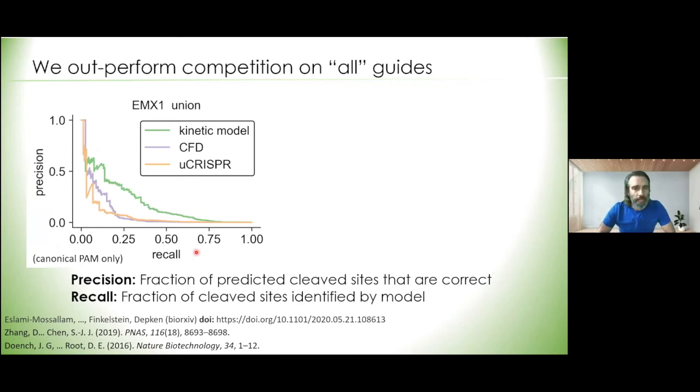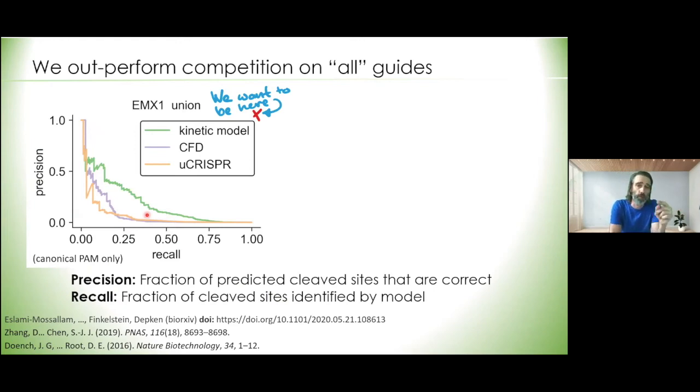These graphs show the results as you sweep this threshold for what you classify as a strong or a weak off target. It keeps track of the precision, so the fraction of predicted cleaved sites that are actually correct, and the recall, the fraction of cleaved sites identified by the model. It keeps track of these two numbers as a function of the cutoff, and as you sweep the cutoff, you get these lines. You want to be out here: you want to catch every off target, and you don't want to catch anything but the off target, right? So you want to be up there.